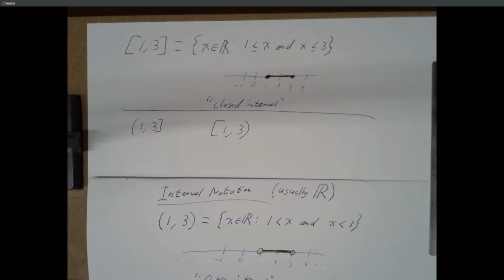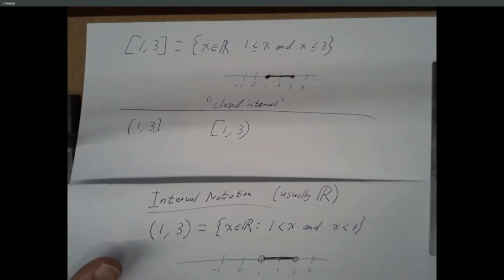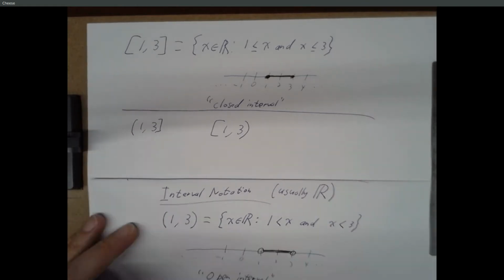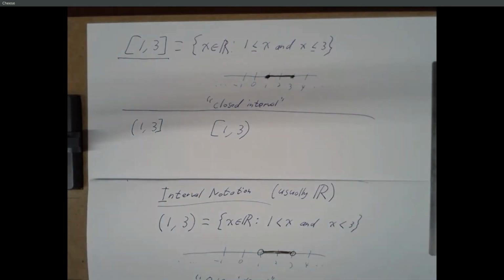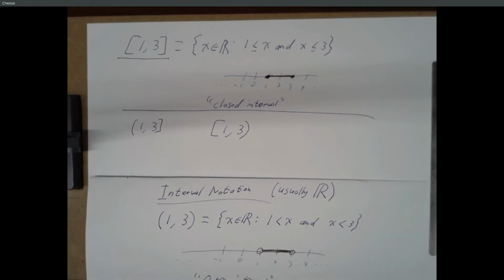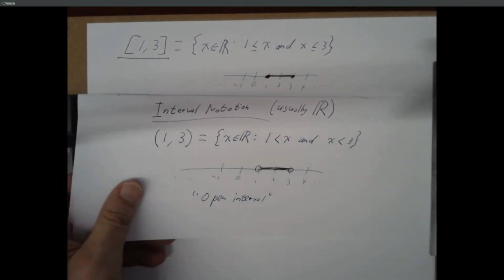And these things have some really bizarre properties. I mean, they seem really simple, right? It's just all the stuff between 1 and 3, or all the stuff between 1 and 3, including 1 and 3. But consider this interval. What's the smallest real number in there? It's just 1, right? What's the largest real number? It's 3. Nothing too weird going on there.